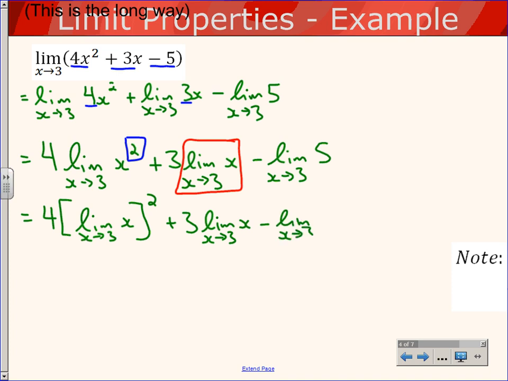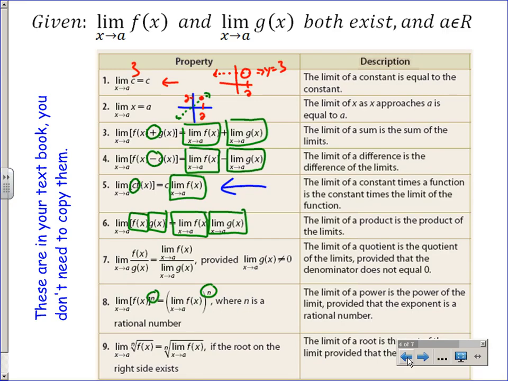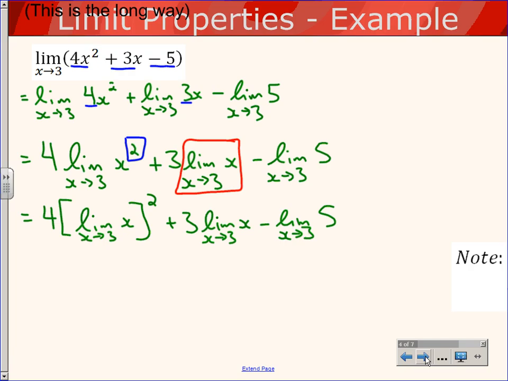And now it's time to evaluate it. Sorry, I'm going to back up for one more second. This should be the last time. Sorry, I'm jumping around like crazy. We're looking now at just rules 1 and 2. Rule 2 in particular to start. The limit of x as x approaches a is just equal to that a value.